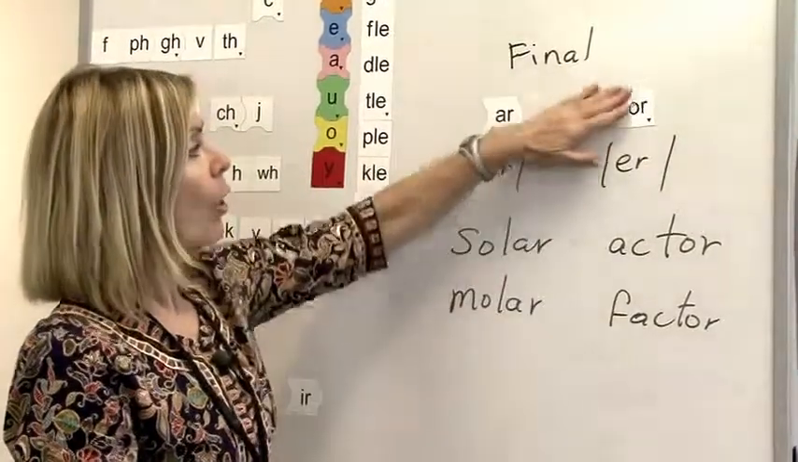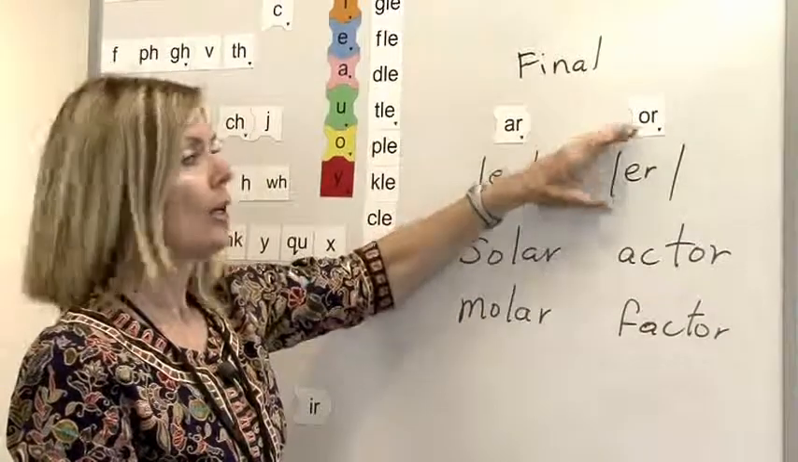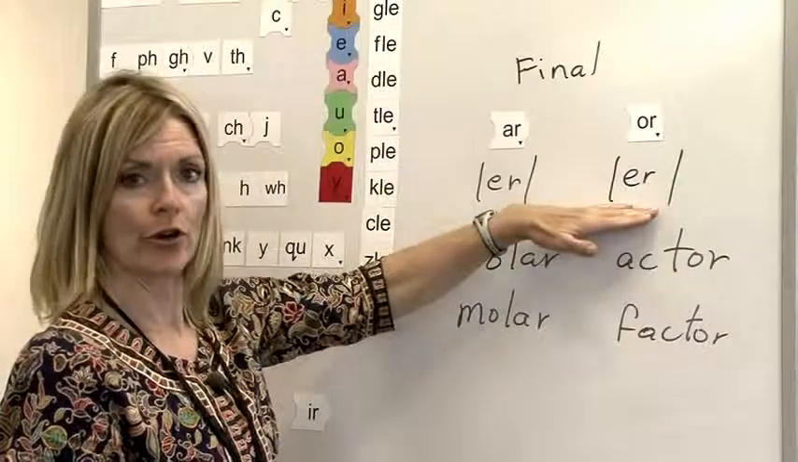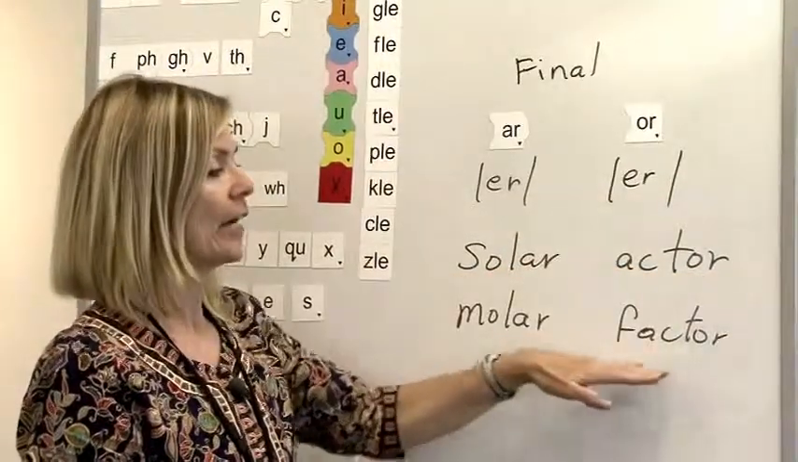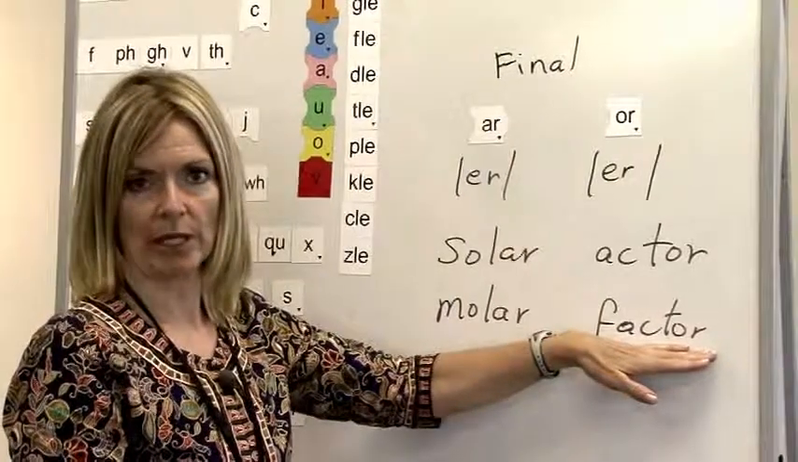If it didn't sound like a real word, solar, solar, flex a little bit, make it sound the way you want it to sound. OR, we learned last time, was "or" as in fork. However, when it comes at the end of a word, it says "er": actor, factor. Again, one of those things you have to memorize for spelling.